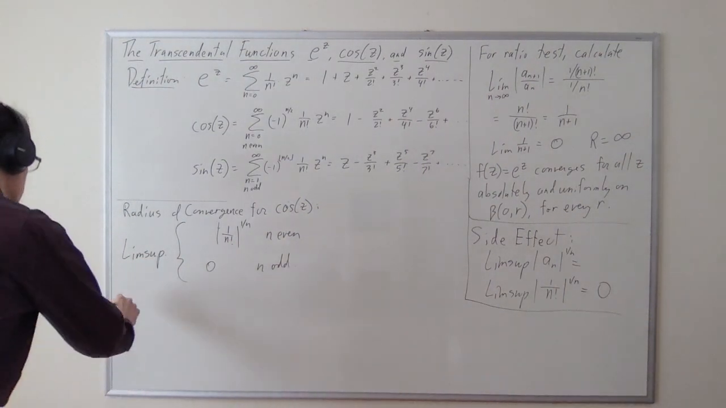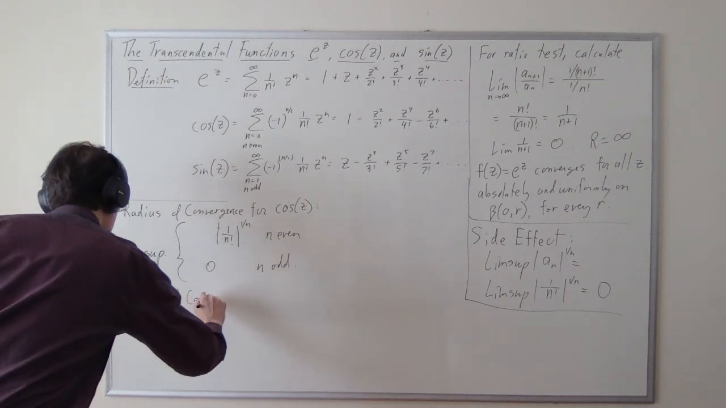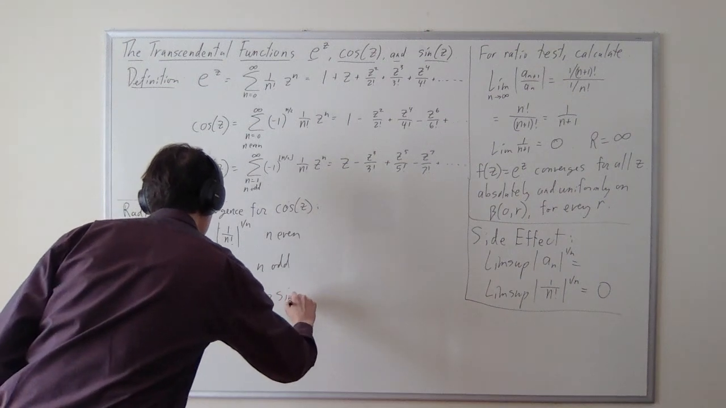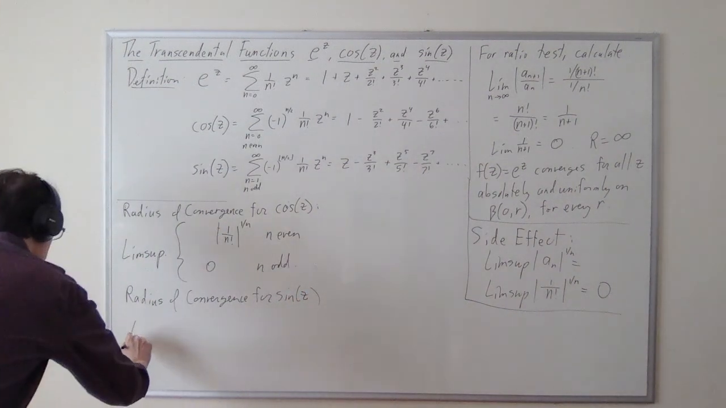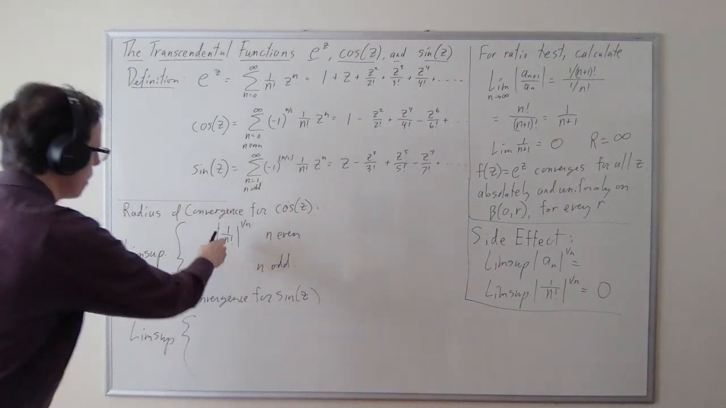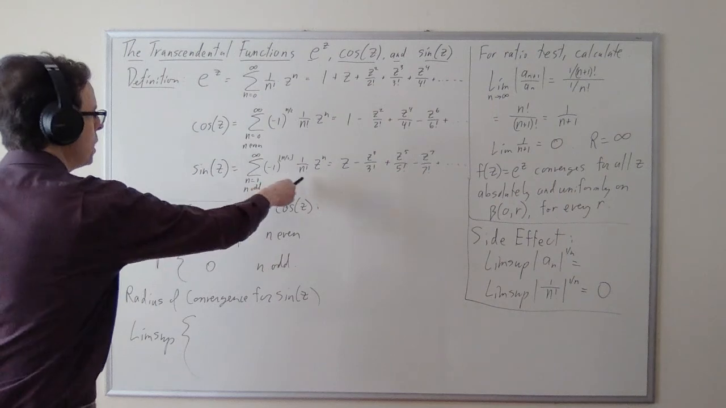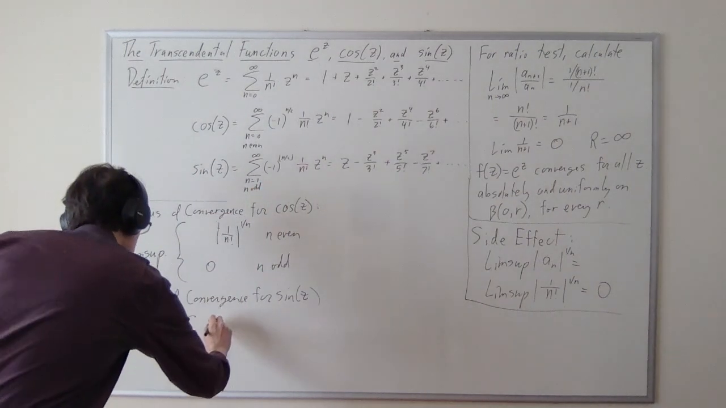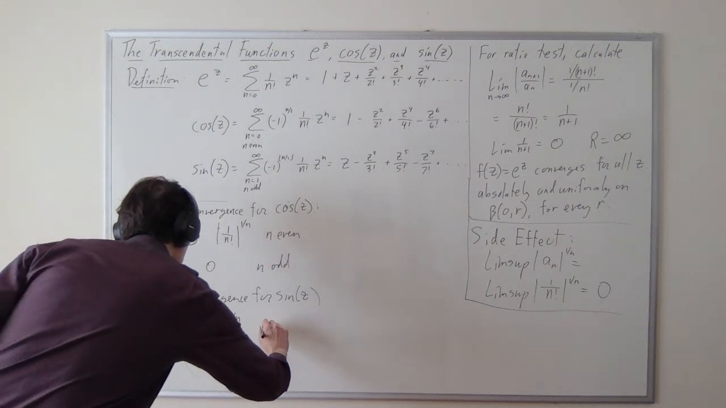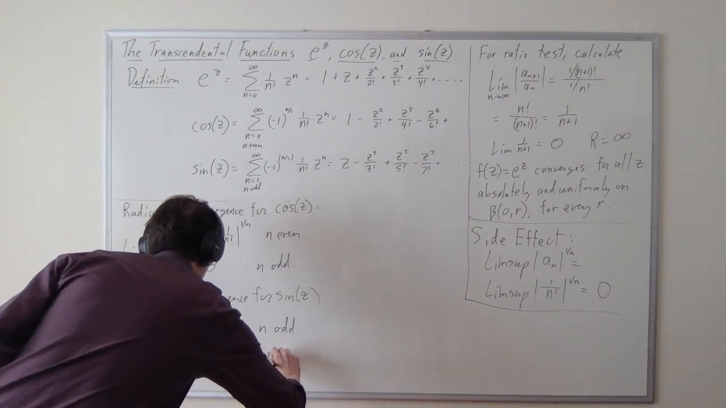What's the radius of convergence for sine? So the radius of convergence for sine z is going to be another lim sup. It's going to be the lim sup of something that alternates according to this rule. It's going to be this same formula, the modulus of 1 over n factorial to the 1 over n, if n is odd, and 0 if n is even.